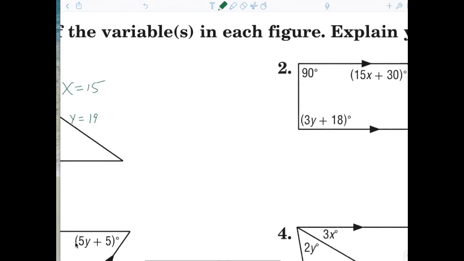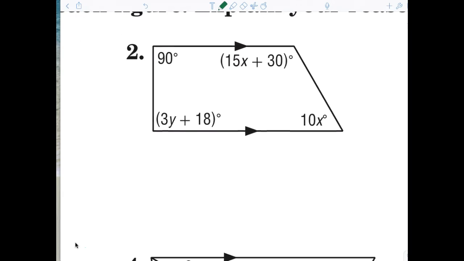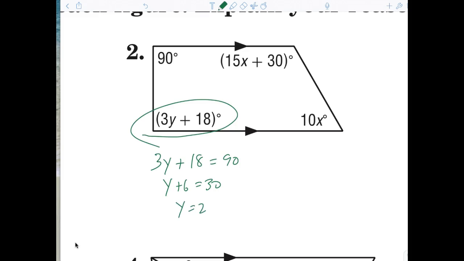So let's check out number 2. All right. Because these are parallel, what does 3y plus 18 have to equal? 90, right? Now let me show you something right here. Because 3y plus 18 equals 90, instead of subtracting 18, guys, look. Practice doing it quickly. Dividing by 3 is better. All right? So now I have what? Y plus 6 equals 30. So y is what? Y is 24.